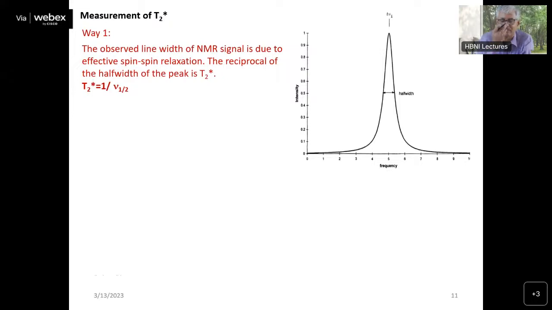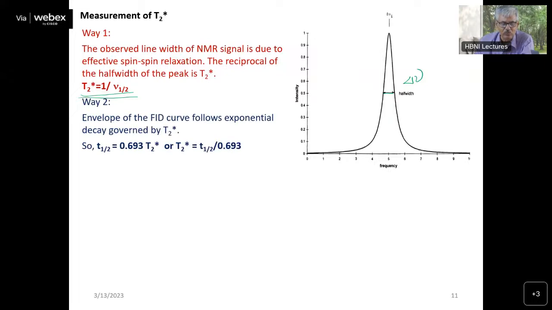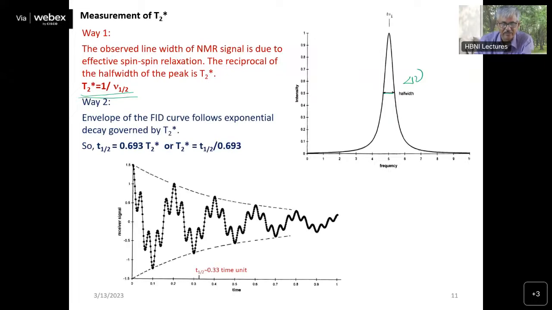As I told you, what you are getting now is not T2 but T2 star. So T2 star is nothing but 1 by pi times nu half, the half width, and you can find out the delta nu spread here. It is very simple. Another way is that you can record the FID. This is like a first order decay curve, and T half is equal to 0.693 T2 star.